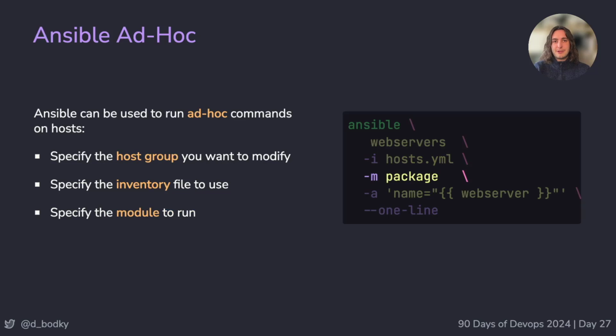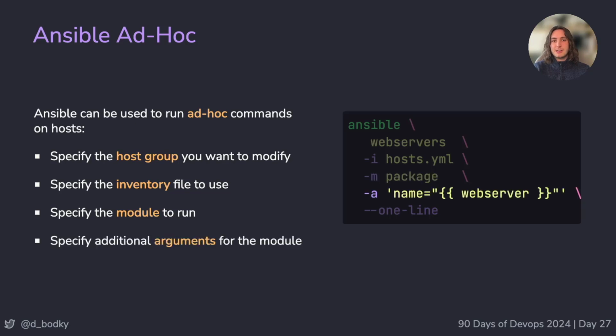You can specify the module to run. In this case here on the right side, we are using the package module, which is used to install or update packages on your managed systems. And we can pass additional arguments. In this case, we tell Ansible to install the package, which is defined in our host variables called web service. And now it's time for our first demo and try this command hands-on.